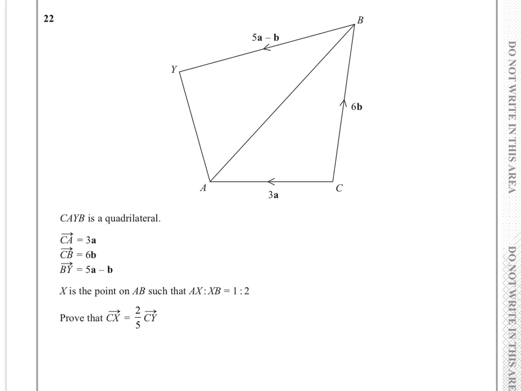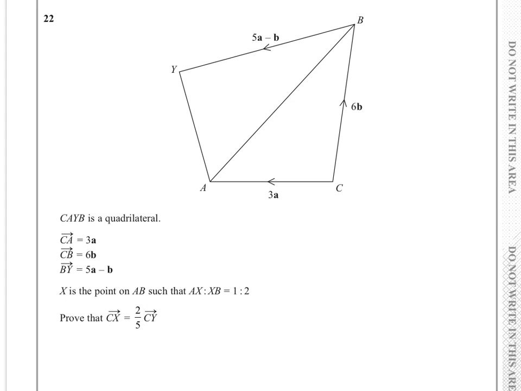In this question, we have CAYB is a quadrilateral, and that's from here to here and so on. That's a quadrilateral, and it tells us what CA is as a vector, CB and BY.